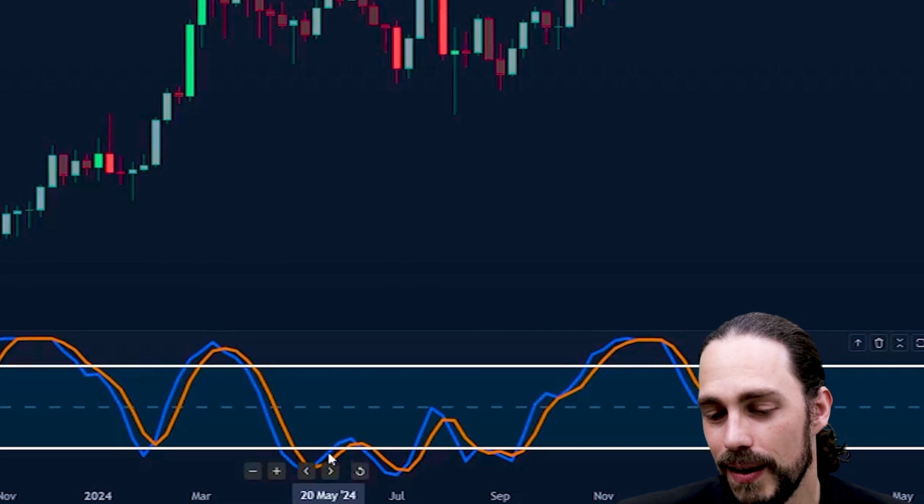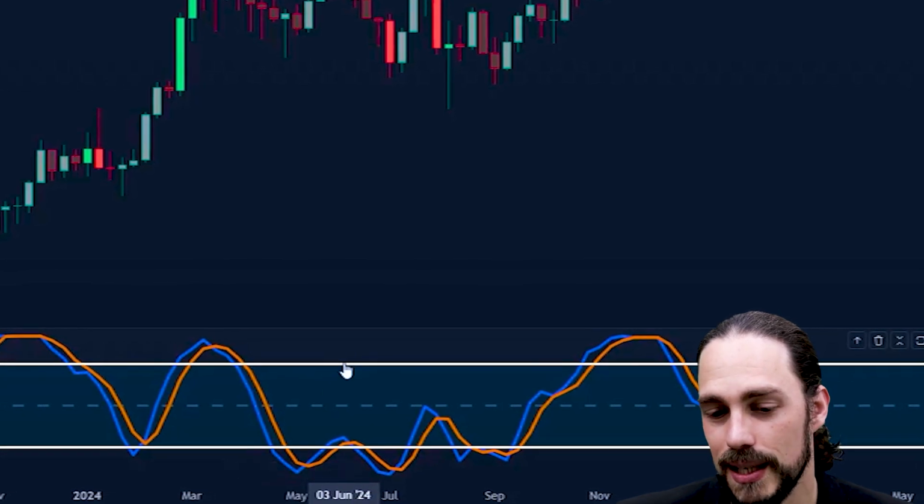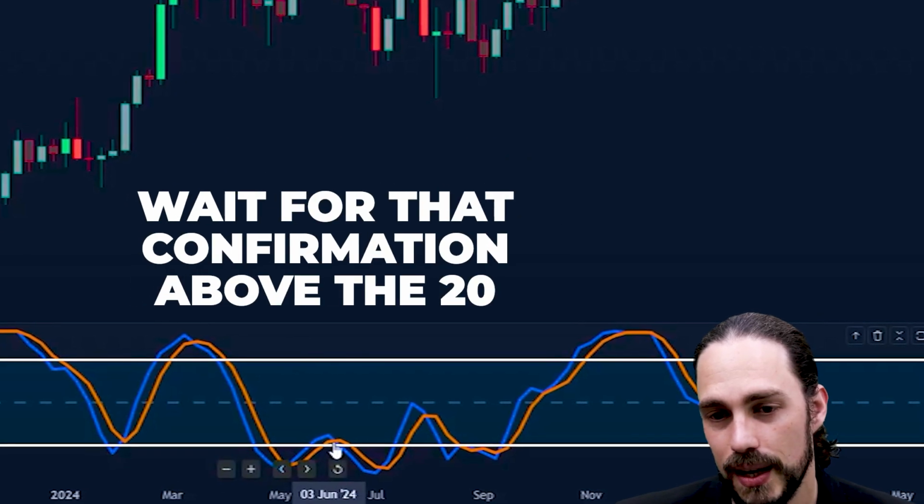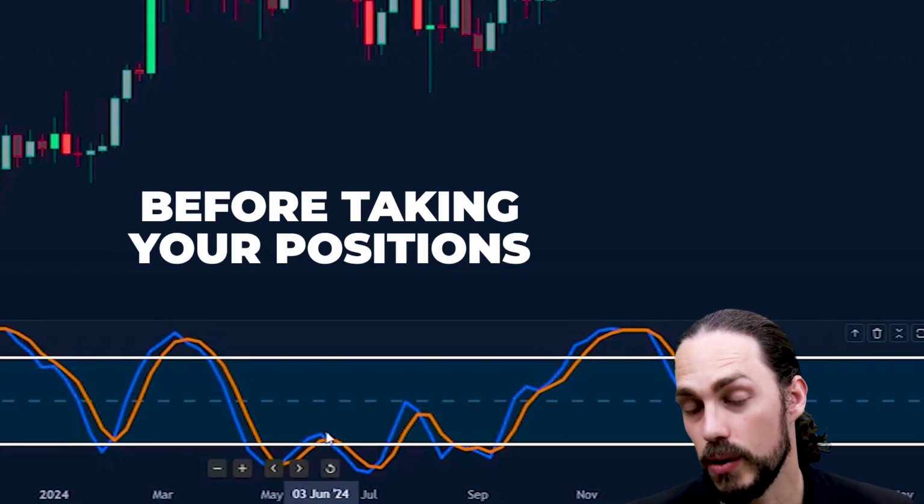Add this indicator to your toolbox. You can add it on any chart, any time frame. Obviously, the lower the time frame is, the more false signals you will have. So it'll be important to then monitor where we are at these key levels, being the 20 and the 80. Wait for that confirmation below the 80. Wait for that confirmation above the 20 before taking your positions.